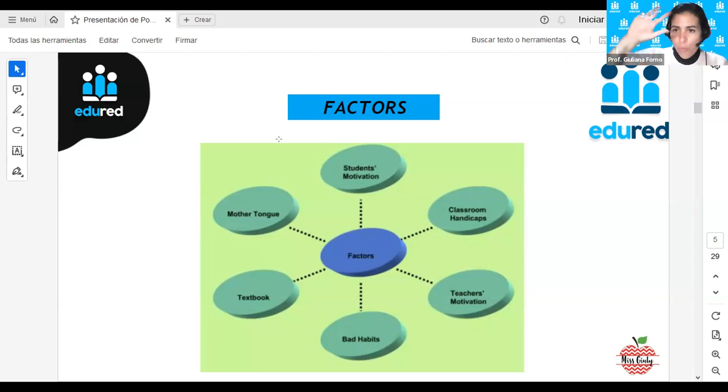Can someone tell me? Raise your virtual hand. I'm going to choose somebody to tell me, why do you think that using a textbook has a negative part? It's not as good as we all want to believe it is. Come on, one virtual hand. I'm going to choose one student.